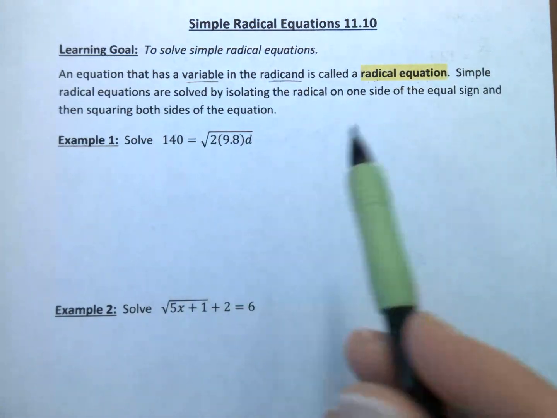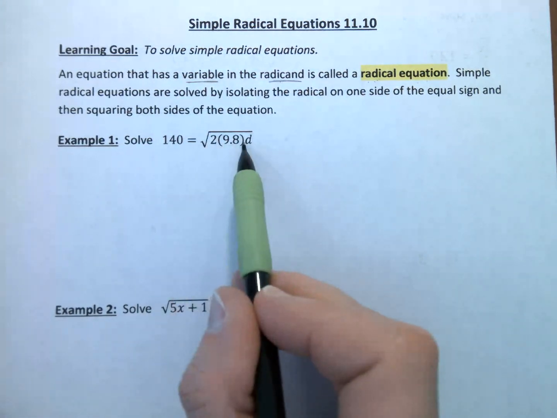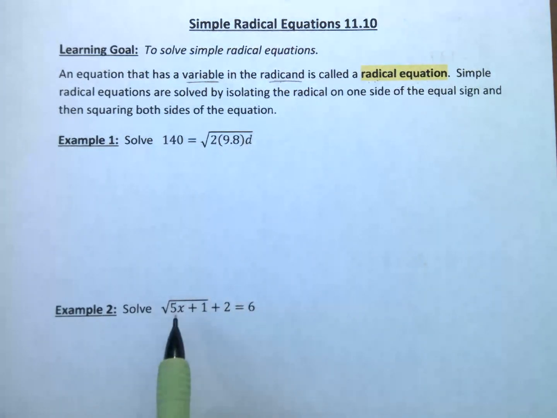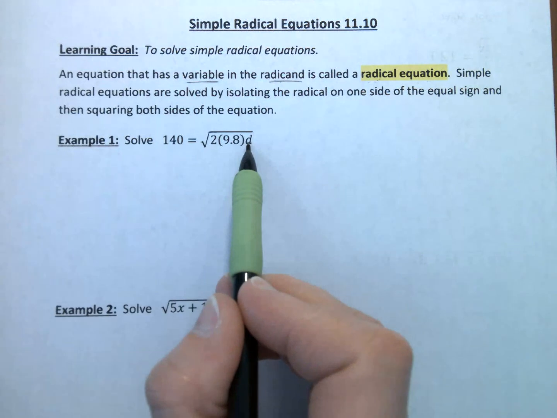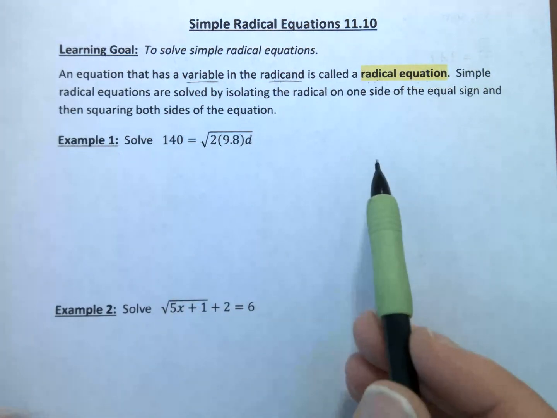Okay, so if we look at our examples here, there's a d, so I'm taking the square root of d. Here I have an x. Okay, so these are radical equations. So there's a difference between a radical equation and an equation that just has a radical in it. Okay, and the difference being that the variable is within the radicand.